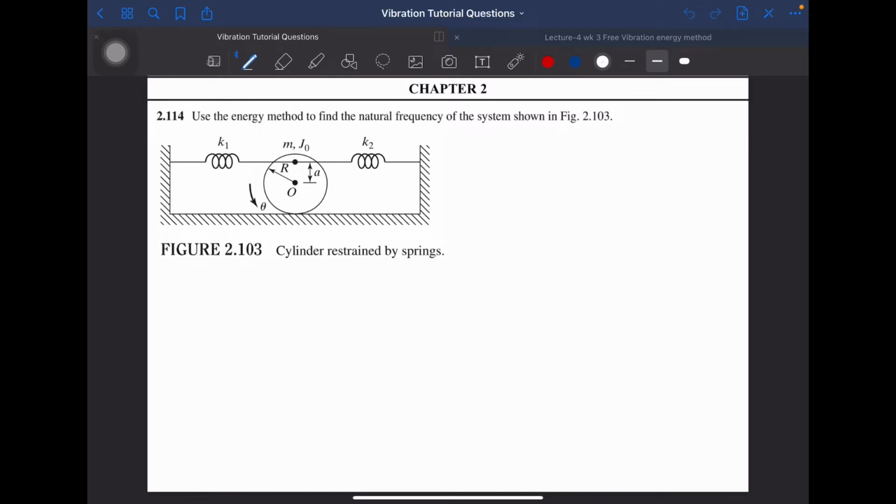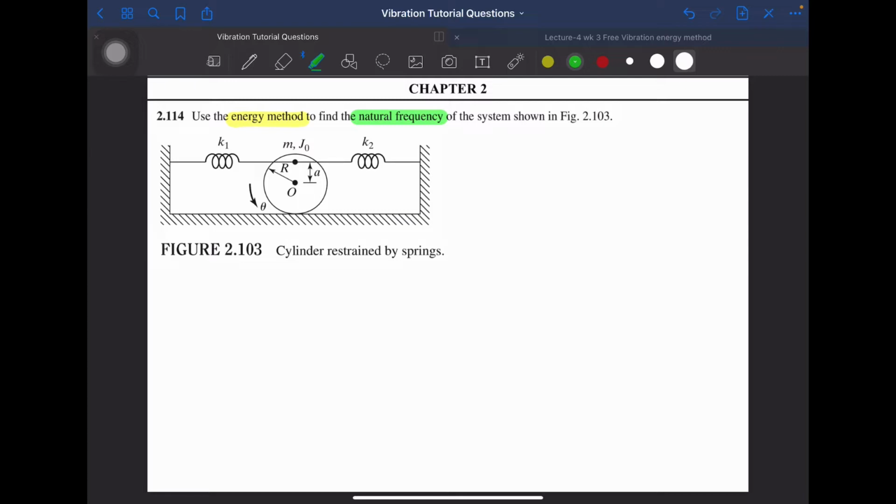Okay, this is question 2.114. Use the energy method to find the natural frequency of the system. The figure is given down here. It's a cylinder restrained by springs.